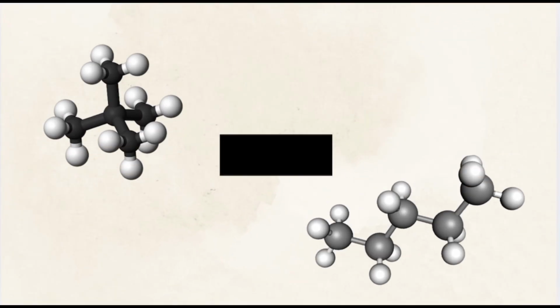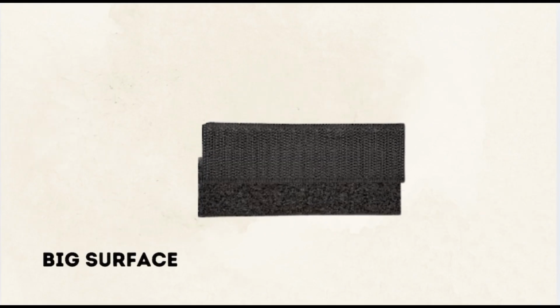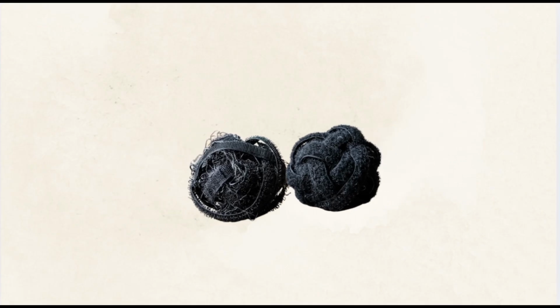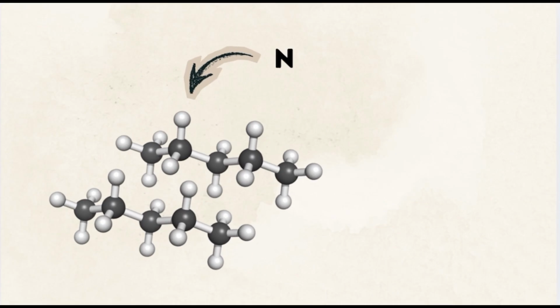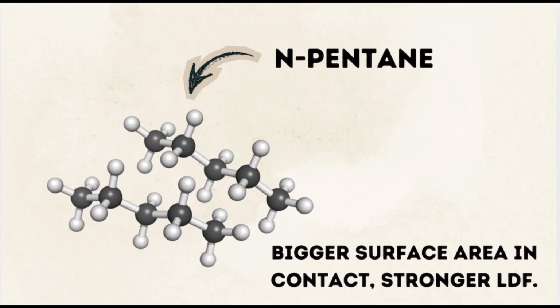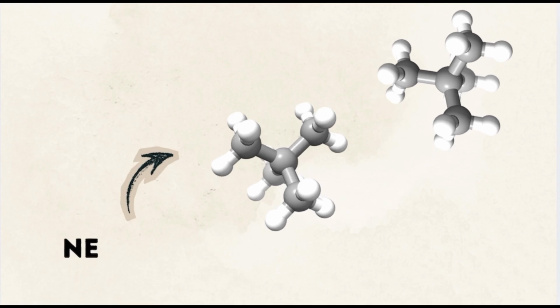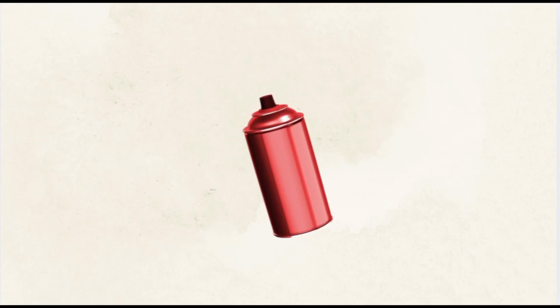The second factor is shape. Think of it like Velcro. If you have 2 long straight strips of Velcro, they stick together really well because they have a lot of surface area in contact. But if you ball that Velcro up into a sphere, they barely touch. It's the same for molecules. N-pentane is a long, straight chain, so it has more surface area for LDF to grab onto, giving it a higher boiling point. Neopentane is branched and bulky, so its LDF is much weaker.